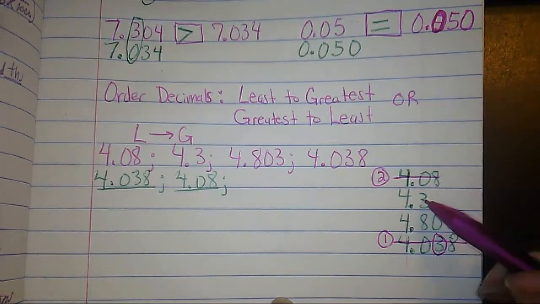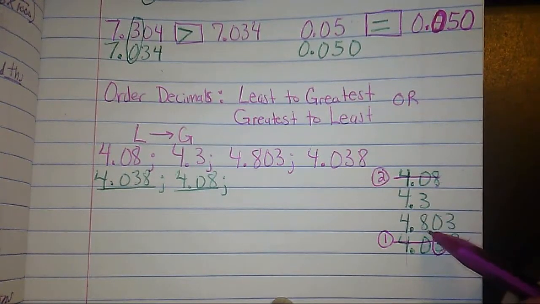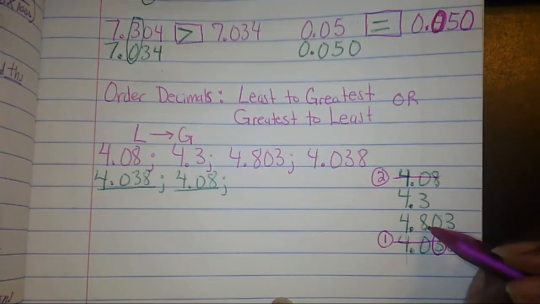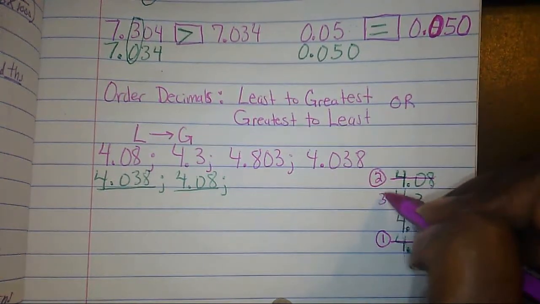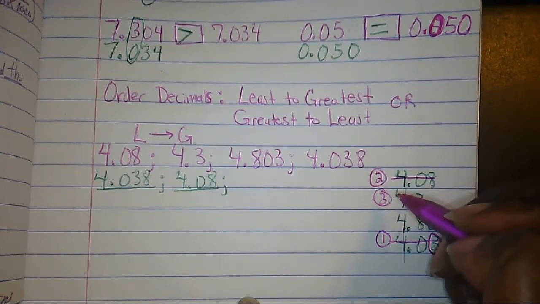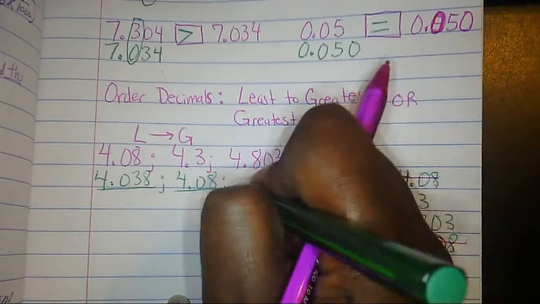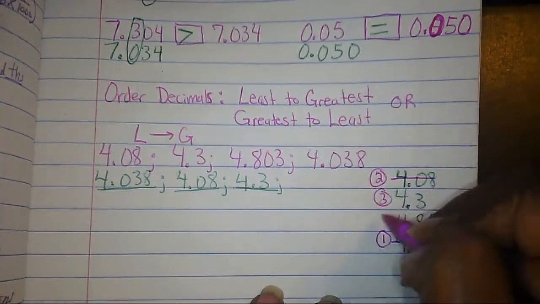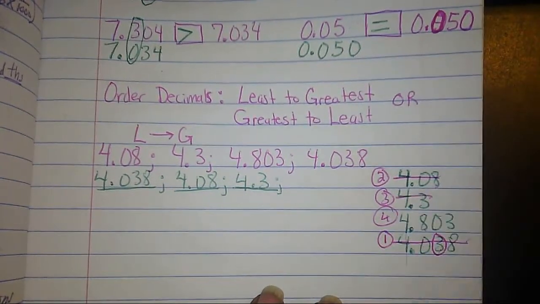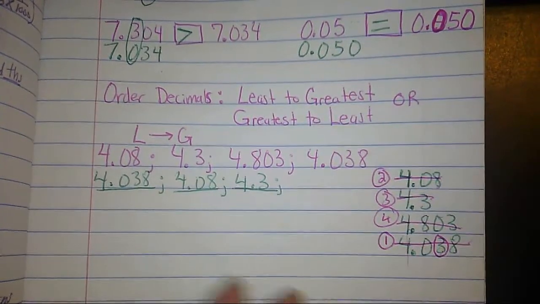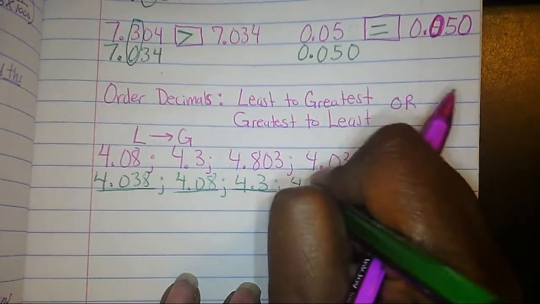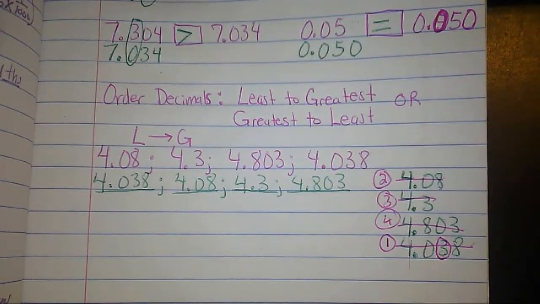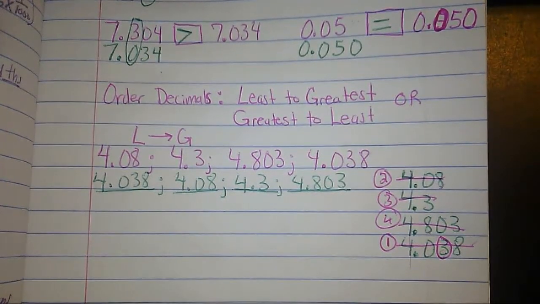Keep going. Now I'm going to look at the next smallest decimal. 4s are the same, the 3 and the 8. I need to stop here because this is where they differ. The 3 is smaller than the 8, so the 4.3 is going to be my third decimal that I'm going to write down. And then I already know that this is the last one. So 4.803 is my last decimal. So this is going from least to greatest.